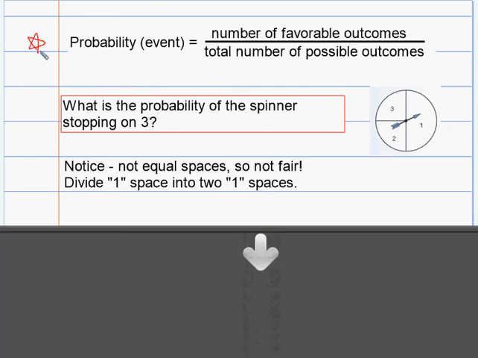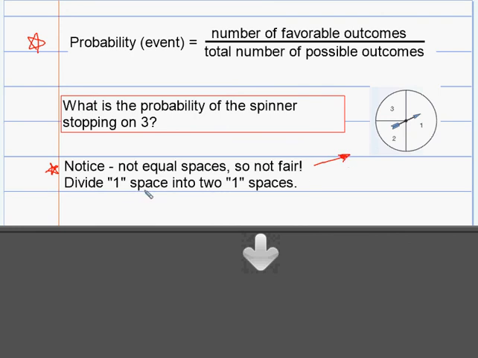Again, the probability equation is just there. What is the probability of the spinner stopping on 3? Please draw this in your notes. Here is the diagram. We have a large spot of the circle as a 1, and then a 2 and a 3 on the other side. Notice these are not equal spaces, so our spinner is not fair.